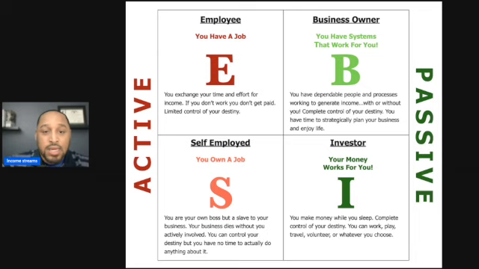So E is for the employee. Most people have a job, right? You basically exchange your time and effort for income. Active is on the active income side, right? If you don't work, you don't get paid, right? So we know we got to get up every day and go to work. That is the employee. It is a level of stability. Most people want some type of stability in their lives, consistency when it comes to paychecks. It's not a bad thing.